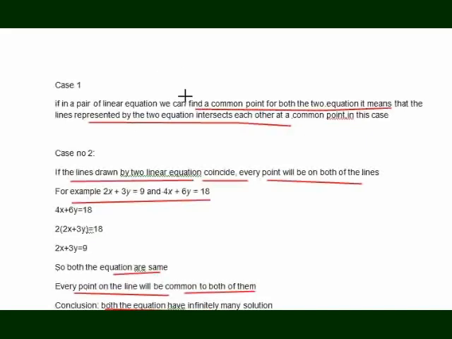So in case number 1, two lines intersect each other and there will be a common point, and in case number 2, suppose this is the first line and another line is over here, these two lines will coincide. So both equations will have infinitely many solutions. In the first case there will be one solution because there will be one common point, but in case number 2, both the lines coincide, so there will be infinitely many solutions.